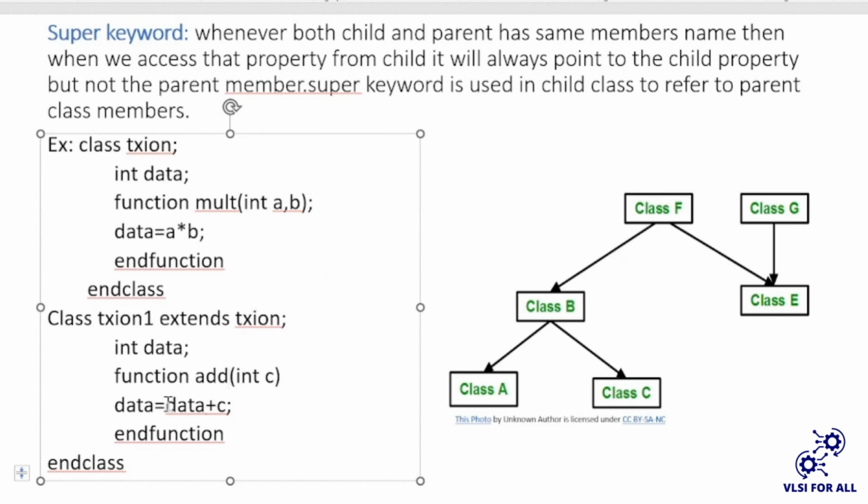Same like that. So the this keyword will represent the global properties, and the super keyword will represent the parent properties. So like this you have to do, guys.